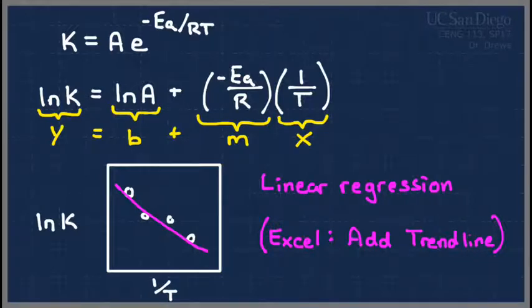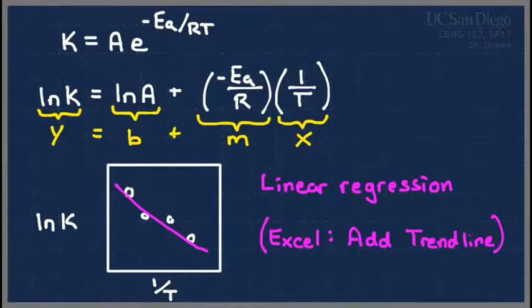There's only a handful of steps, right? You plot 1 over T, you plot ln of K, you do linear regression, and out pop the two variables. So that's typically how those things are measured. They're not very difficult to measure. You run the reaction at a bunch of different temperatures and measure K, and out comes the A and the EA.